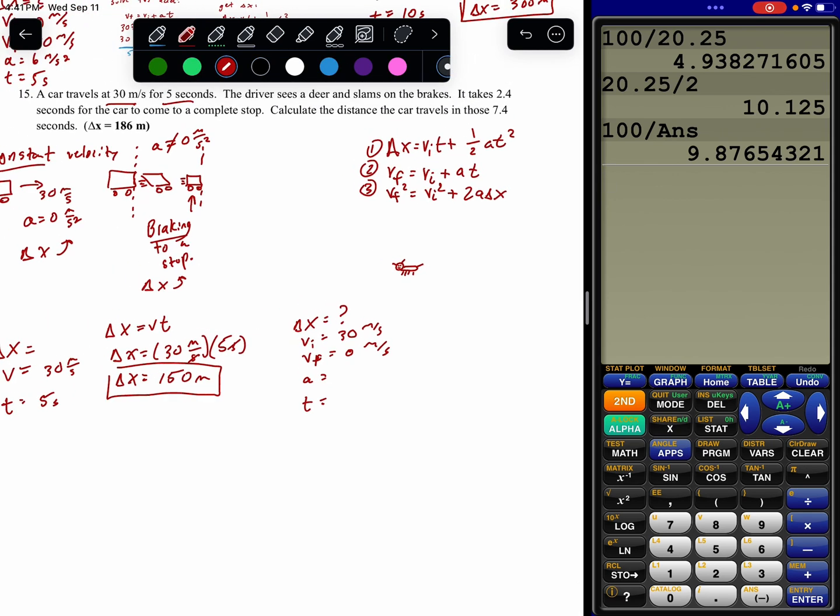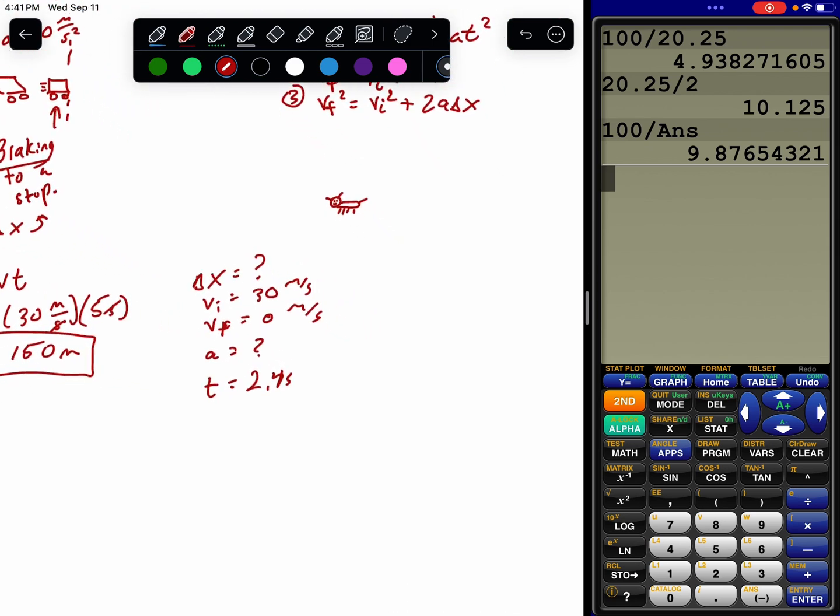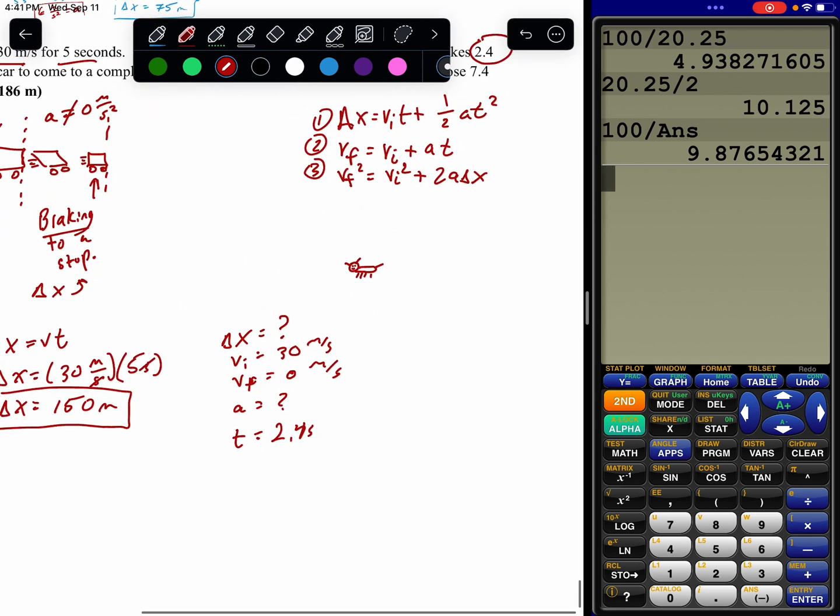The acceleration. Do we know the acceleration? Nay. But we also know the time, 7.4 seconds. Whoop, I'm sorry. The driver sees a deer and slams on the brakes. It takes 2.4 seconds to come to a complete stop. So notice, just like the previous question, we don't have an acceleration. And in each one of these equations, there is an acceleration.